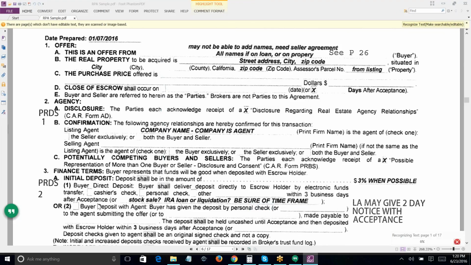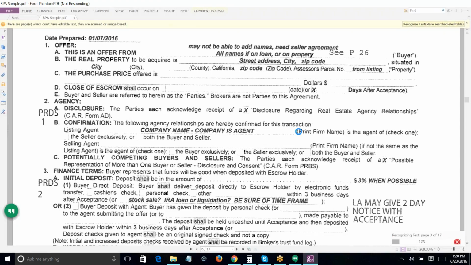What else do we have here? Then it says, notice I put in stock sale, IRA loan, liquidation, be sure of time frame. So it's not just do they have the 3% and do they have the down payment. There may be a question of where is it and how fast can they get their hands on it. And then over on the left, written in says LA, and that of course stands for Los Angeles.